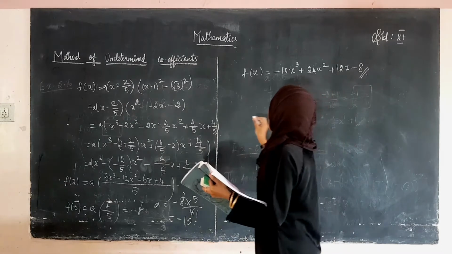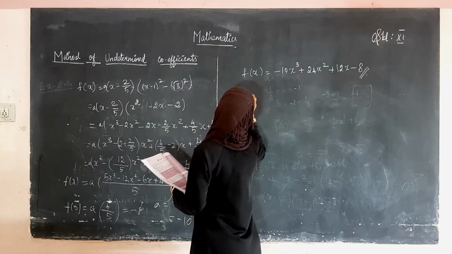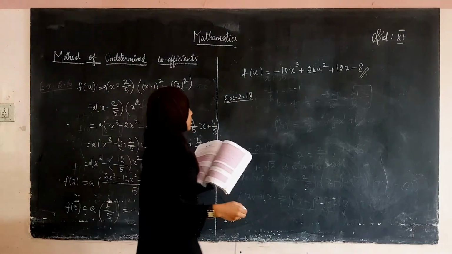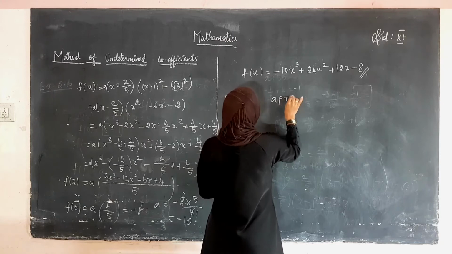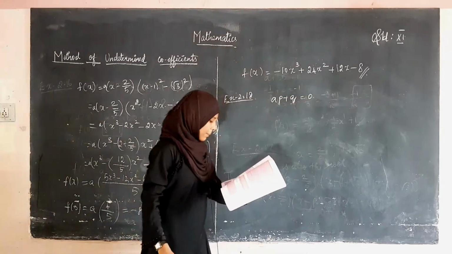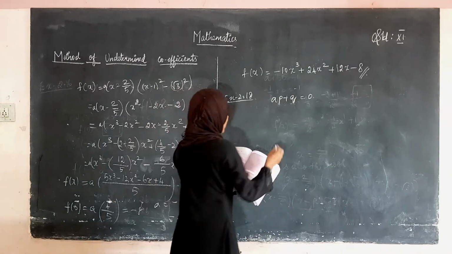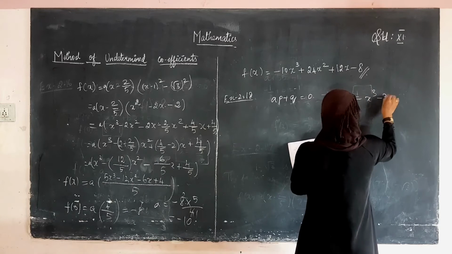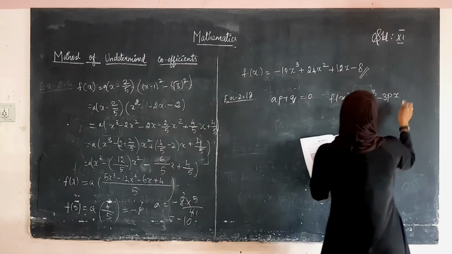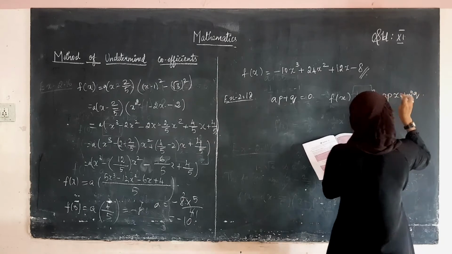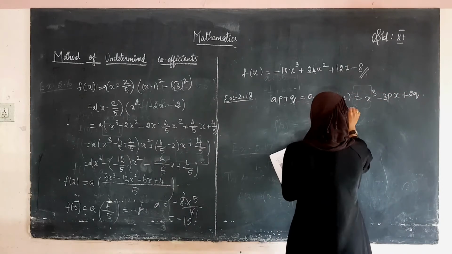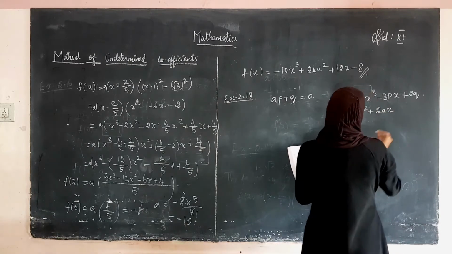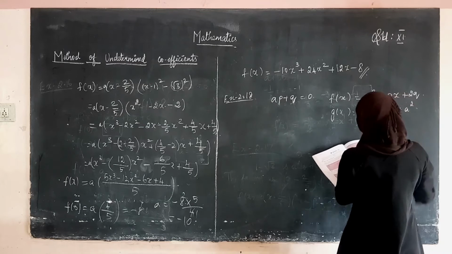The next example, example 2.18. Prove that ap plus q is equal to 0. We have to prove this, ap plus q is equal to 0, if they have given the polynomial equation as f of x is equal to x cube minus 3px plus 2q is divisible by g of x is equal to x squared plus 2ax plus a squared.